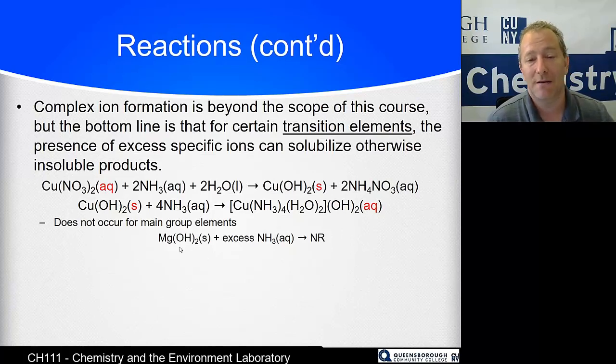You do that with main group elements, that doesn't happen. Magnesium hydroxide is a solid, it doesn't dissolve in water. You add extra ammonia in there, nothing else happens, okay? Certain transition elements can be solubilized by addition of other specific ions or molecules, ammonia, water sometimes, hydroxide sometimes.